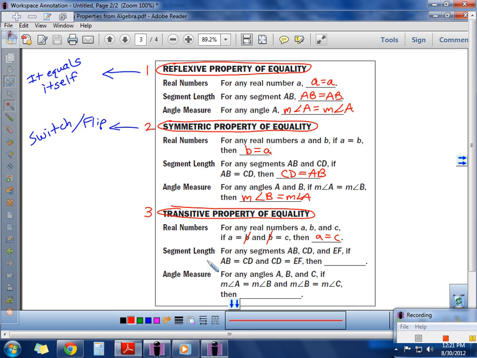So what's it going to be for segment length? Yeah, we cut out the repeated parts and we write what's left. AB equals EF. For the angles, what should we say? Measure of angle A equals measure of angle C. Once again, what have we been doing in those three examples? What's the phrase that I can write out that reminds me what to do? Cut the repeats, and write the leftovers. Perfect. Cut the repeats. And write the leftovers.